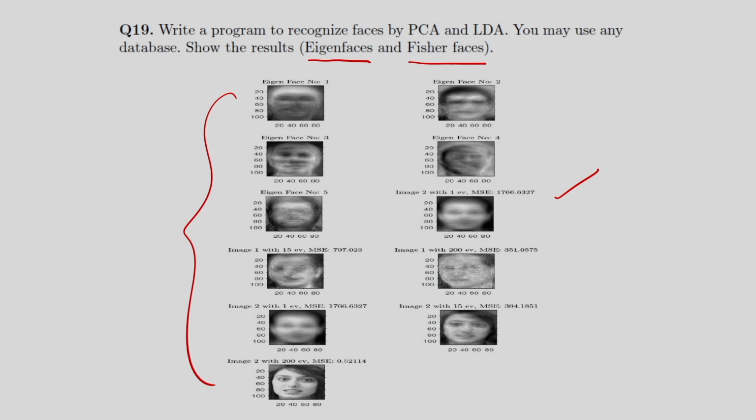These eigenfaces I can determine from the eigenvectors of the covariance matrix. That means from the input vector I can determine the covariance matrix. From the covariance matrix I can determine the eigenvectors, and that can be displayed as an image, that is nothing but the eigenfaces. So any face can be represented by a linear combination of the eigenfaces. So these are the eigenfaces, and similarly I can also determine LDA faces.